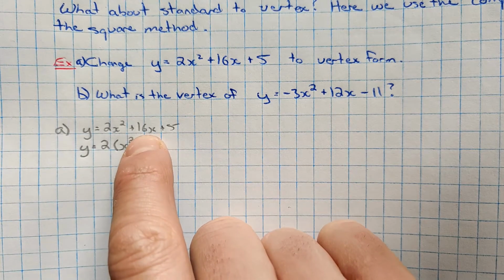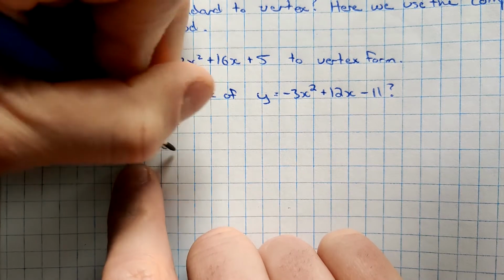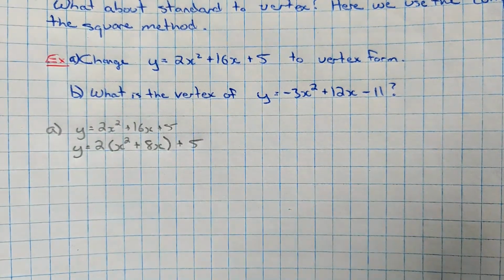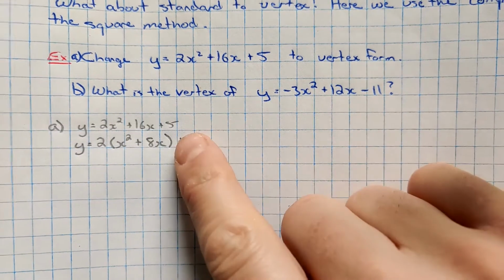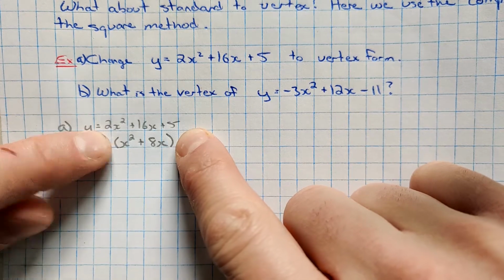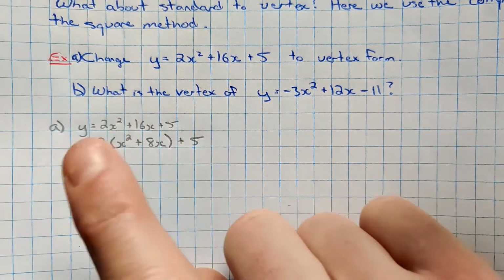And then we're dividing 16 by 2 as well. That's going to give us plus 8x. Close the bracket, and then we leave the plus 5 at the end. So we're going to kind of ignore the plus 5 for now. We're just going to deal with that at the end. So this is all we're worried about now, is what's in the brackets. We've gotten rid of the 2 from the first pair, and now we're just worried about what's in the brackets.